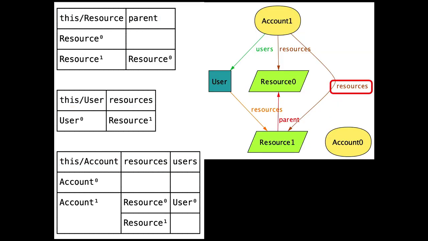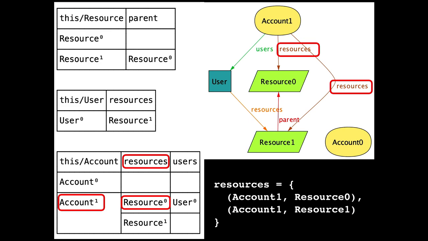So then what about the actual arrows? How do we read this table? Well, this particular resources arrow that I've highlighted here is for an account's resources, and in particular, it's a mapping from account one to resource one. Right? Visually, that's what it is. It's an arrow from account one to resource one. But behind the scenes, tabular-wise, it's a mapping from account one to resource one. And this resources up here is a mapping from account one to resource zero.